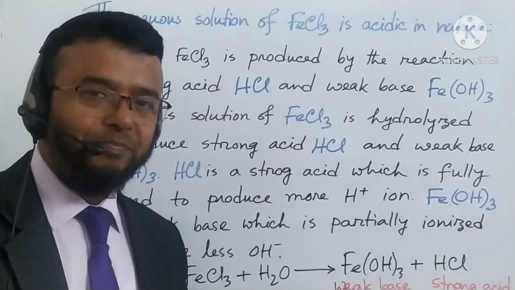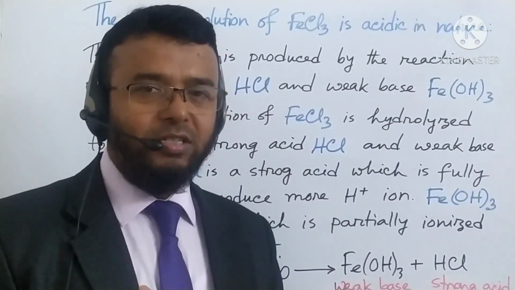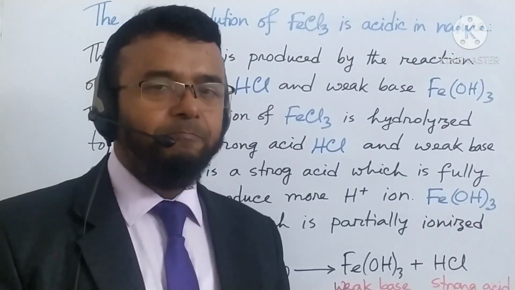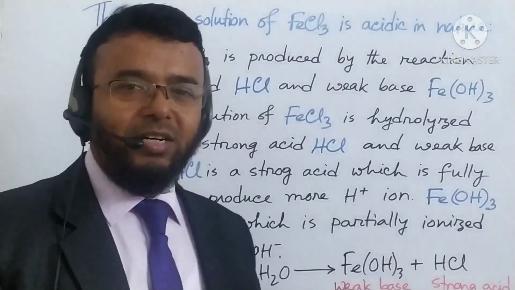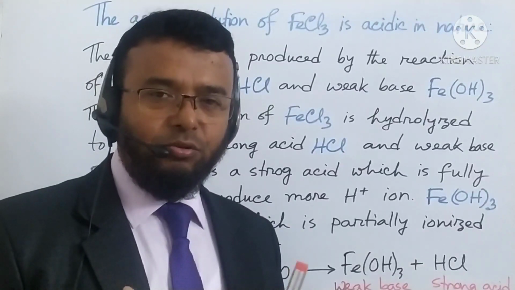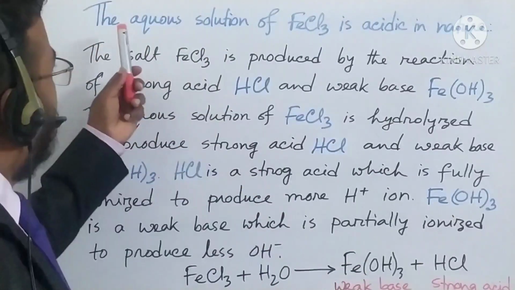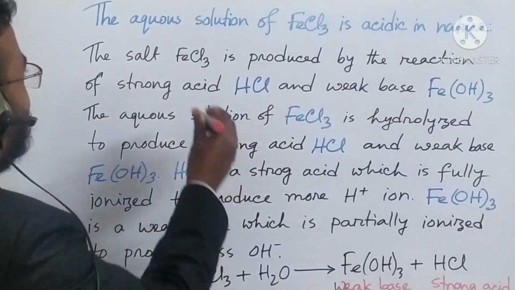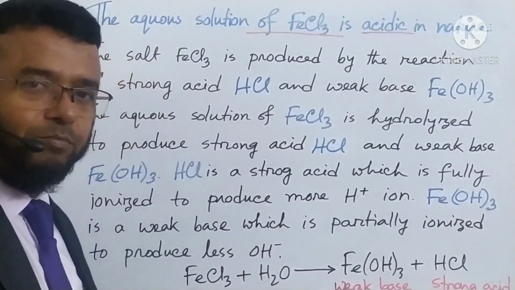Okay, students, all of you see that I have given salt, acidic salt and basic salt. In the previous one I have shown that sodium chloride is a neutral salt, and I have explained why. Now the aqueous solution of ferric chloride is acidic in nature. Ferric chloride is acidic in nature. Now we have to explain.